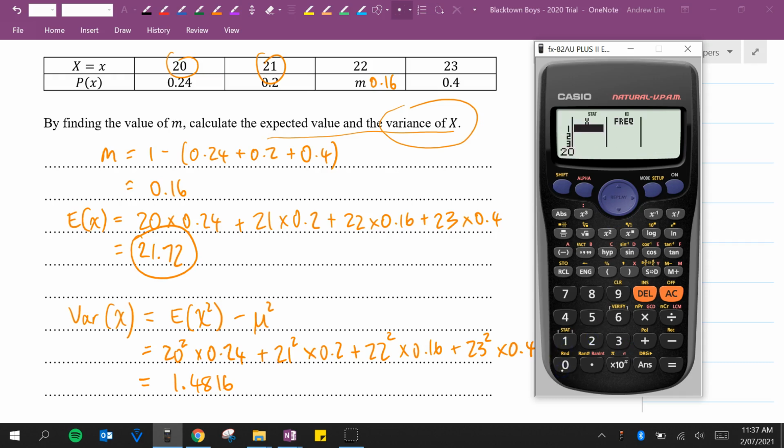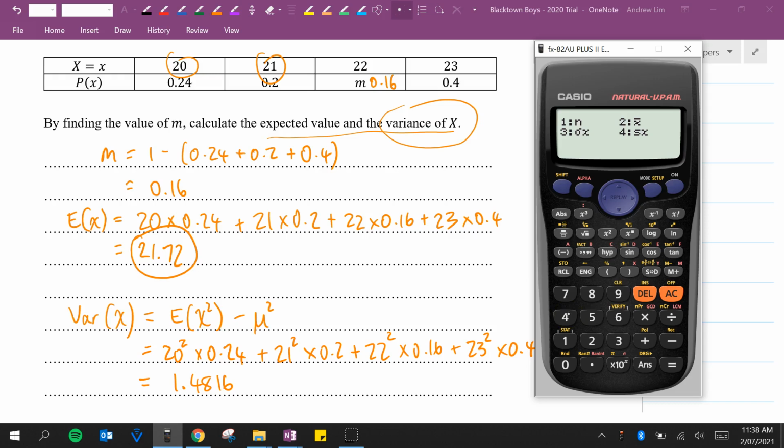So we've got our scores are 20, 21, 22, and 23. Arrow down to go back to the top. Probabilities are 0.24, 0.2, 0.16, and 0.4. Press the AC button to clear it. Shift 1 to get all your answers. And this is variance.